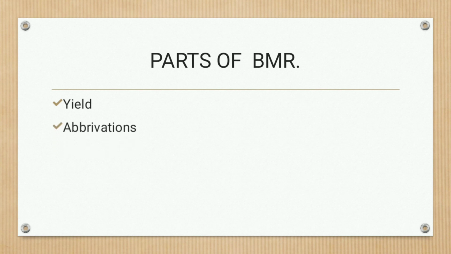Then the next one is abbreviations. A list of abbreviations used in the document should be made to understand the BMR easily. Then the last one is history of changes. At the end, the document should have a list of changes that have been made in the document, including the revision number and date of change.